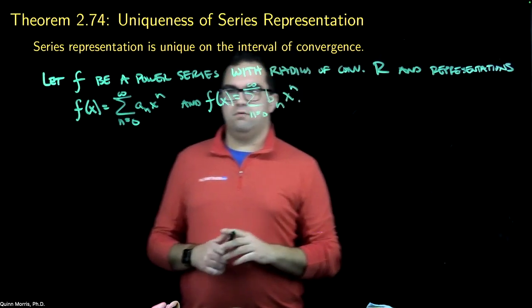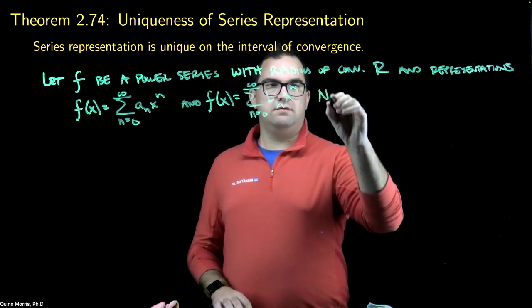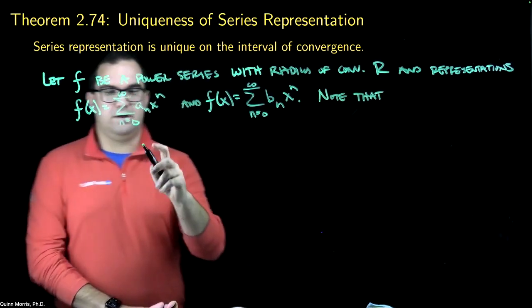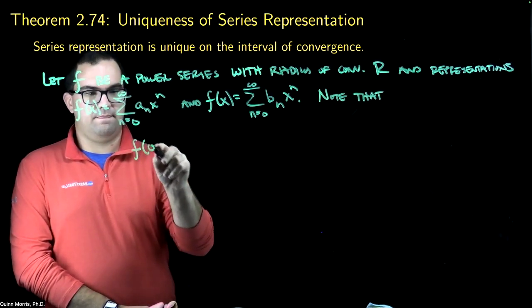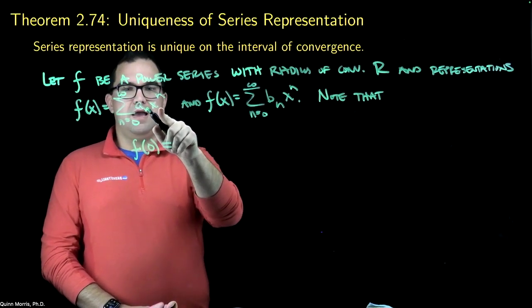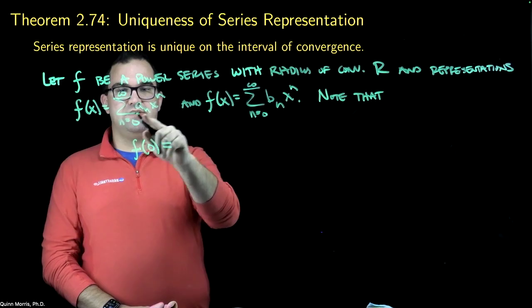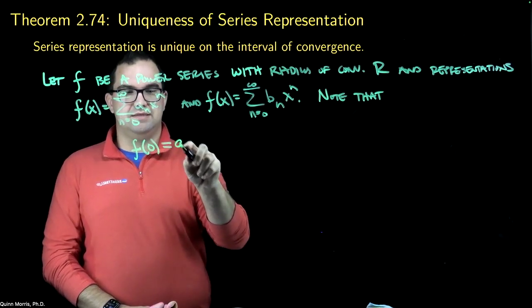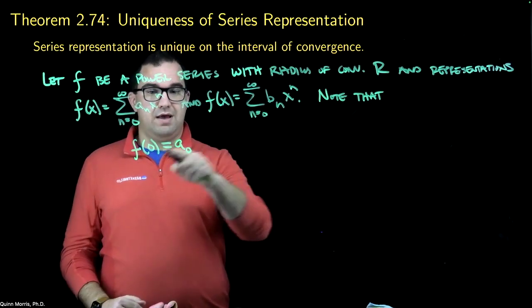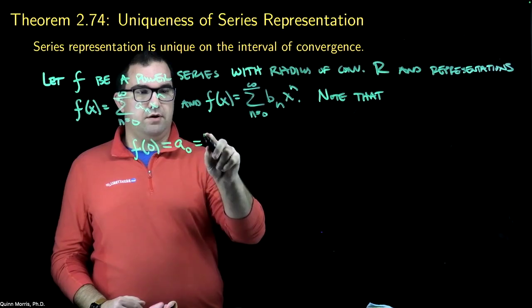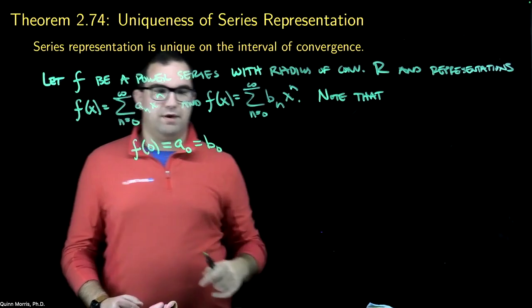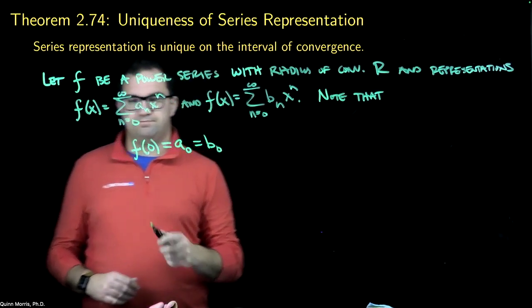Okay. Well, let's observe the following. So note that if I look at f of 0, if I plug in 0 here, every term is going to be 0 except for the 0th term, the constant term. So I'm just going to get a sub 0. Okay. Over here, f of 0 is just going to be b sub 0. So a sub 0 and b sub 0 are both equal to f of 0. So a sub 0 has to be equal to b sub 0.